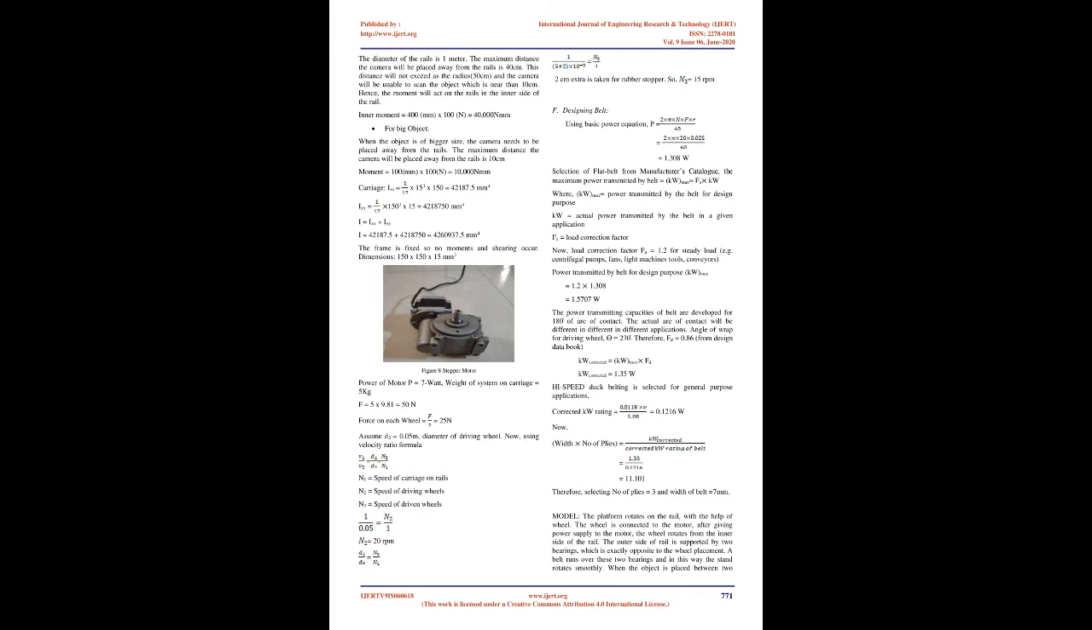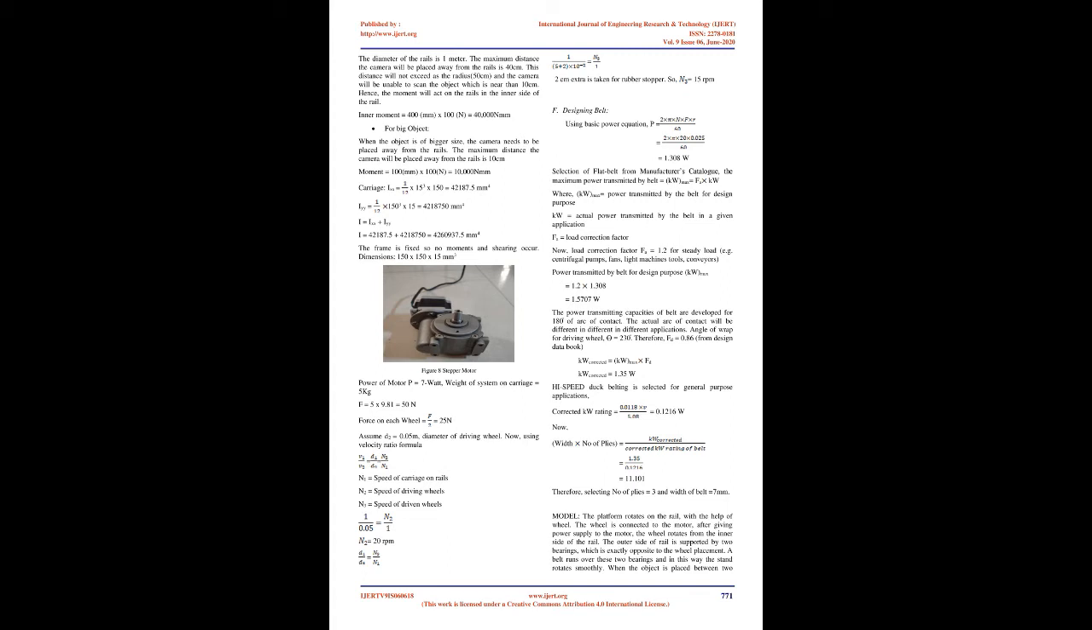For a big object: when the object is of bigger size, the camera needs to be placed away from the rails. The maximum distance the camera will be placed away from the rails is 10 centimeters. Moment equals 100 mm x 100 N, equals 10,000 Nmm.